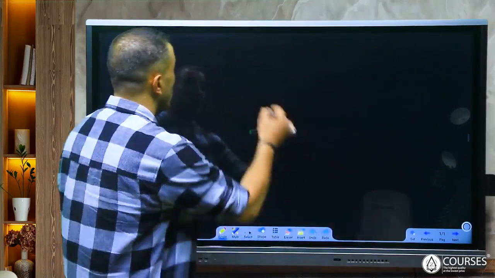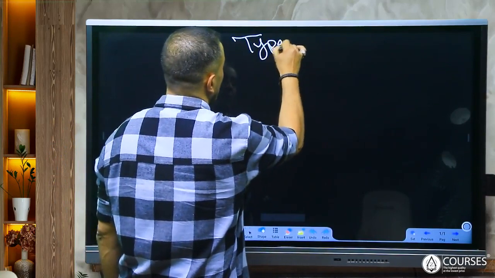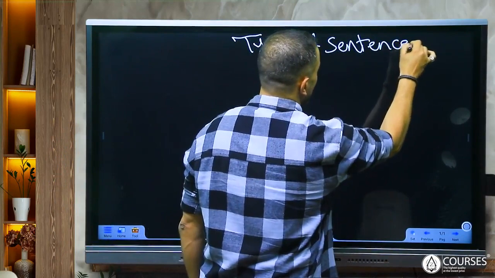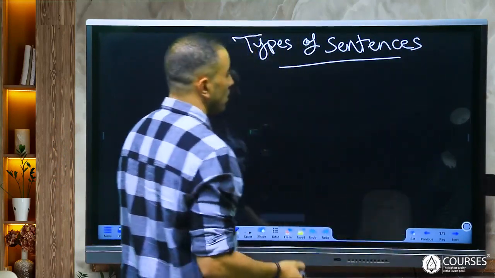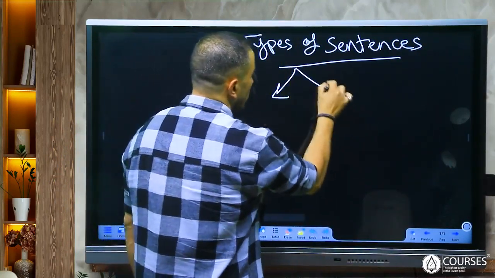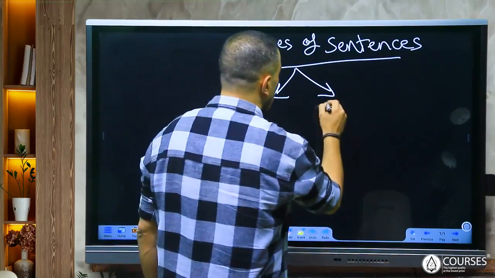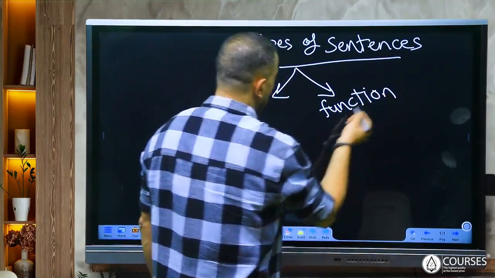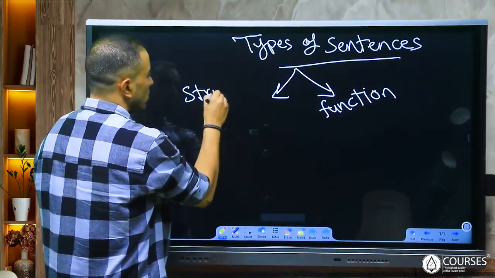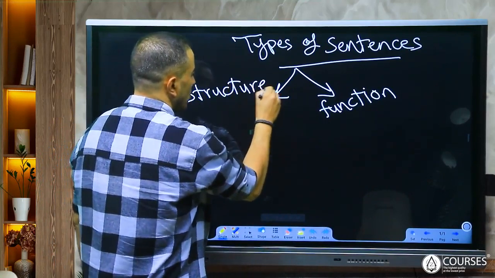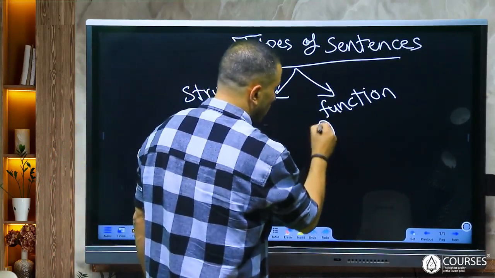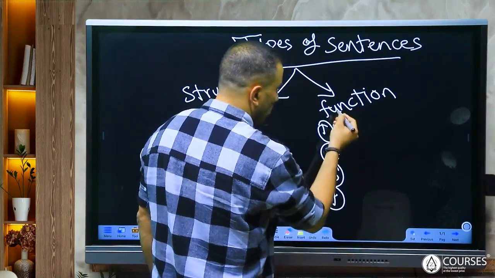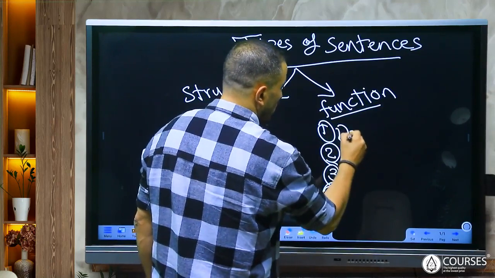Today we have 8 types of sentences. Types of sentences in the English language. Actually we got 2 categories. First category according to function and according to structure. According to function, we got 4 types of sentences. First one is the declarative sentence.